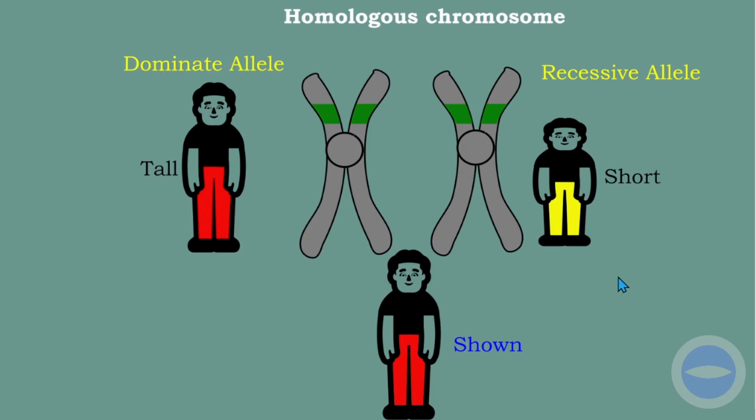Another example: here we've got tall, with the red pen as dominant and the yellow pen as recessive. So we will see someone who is tall, because tall is shown. That means this one is dominating and this one is recessive. Short is recessive, tall is dominating.